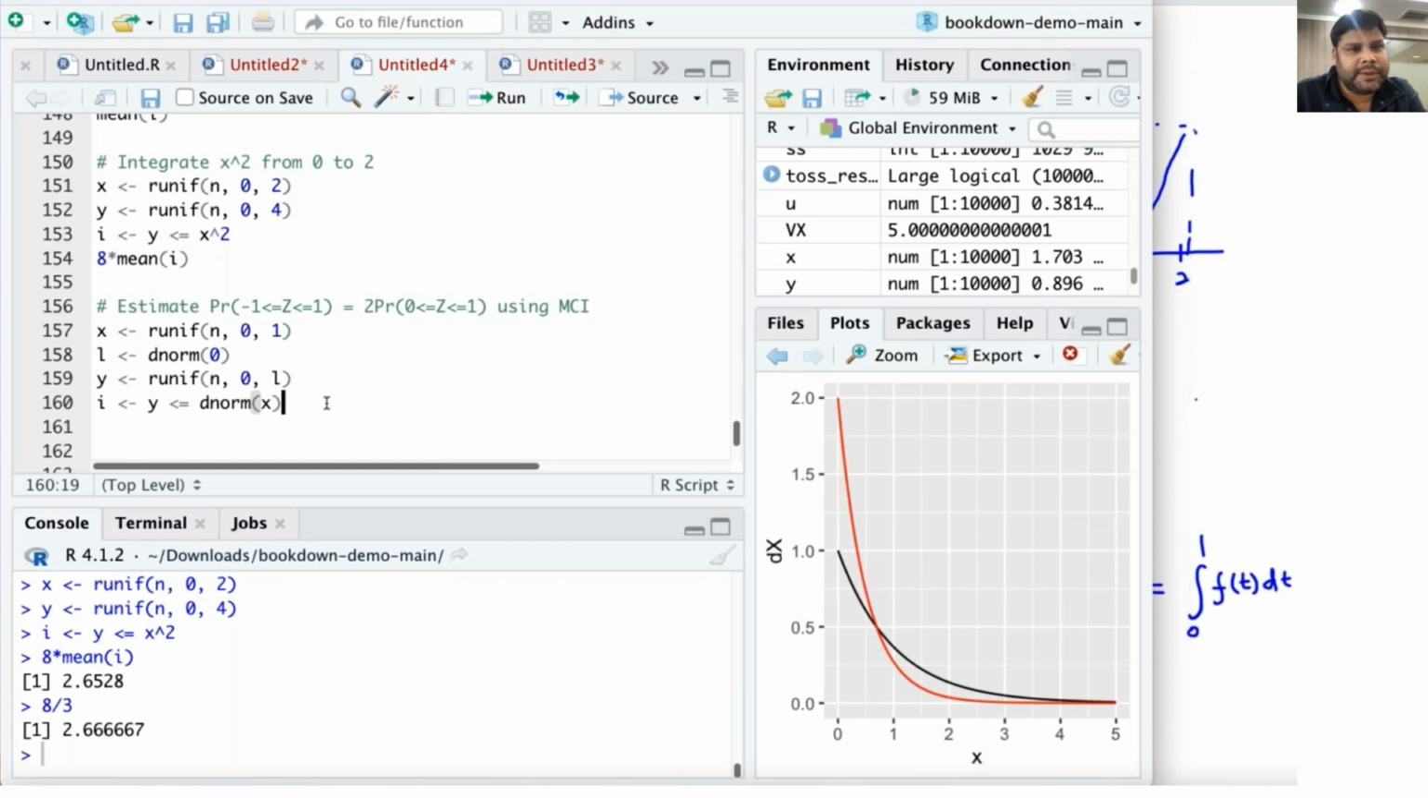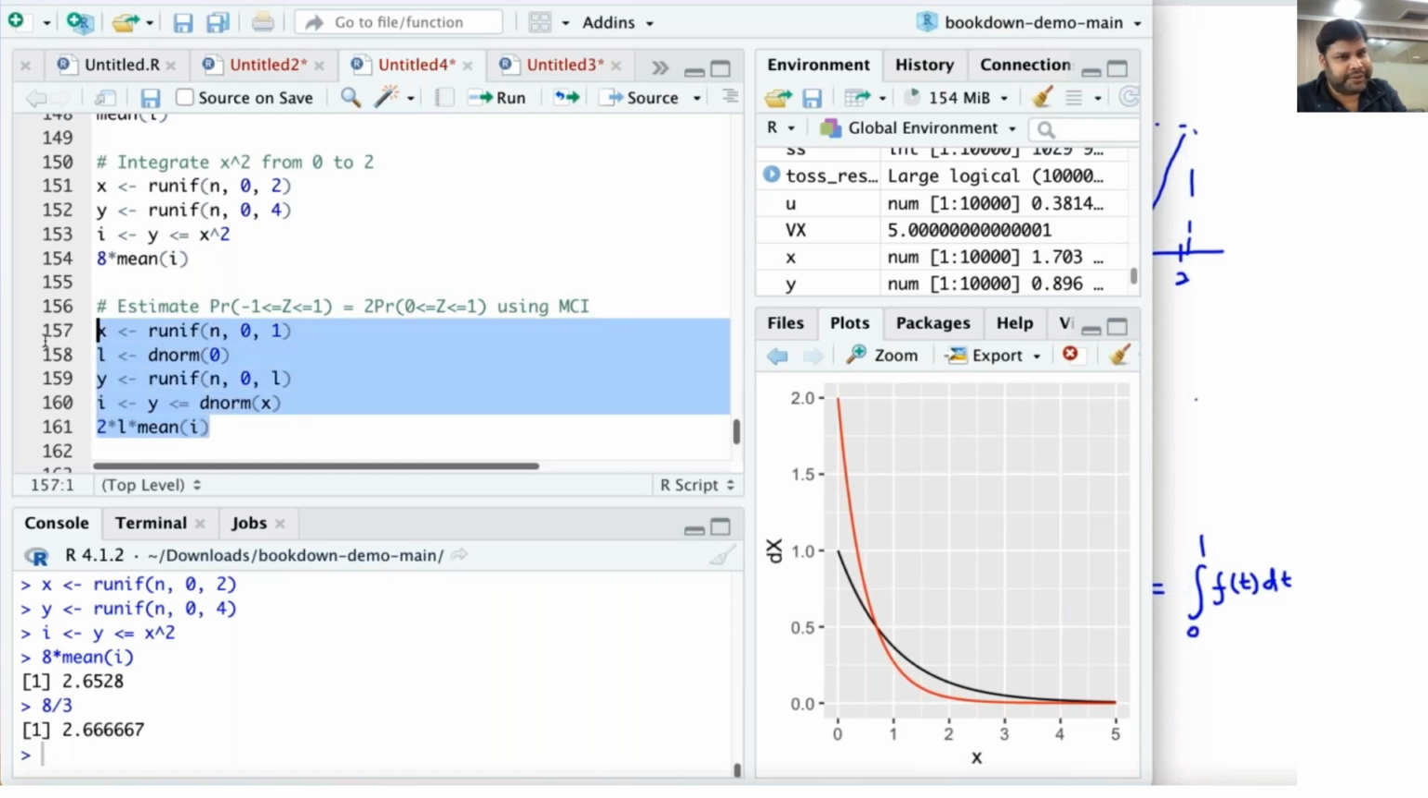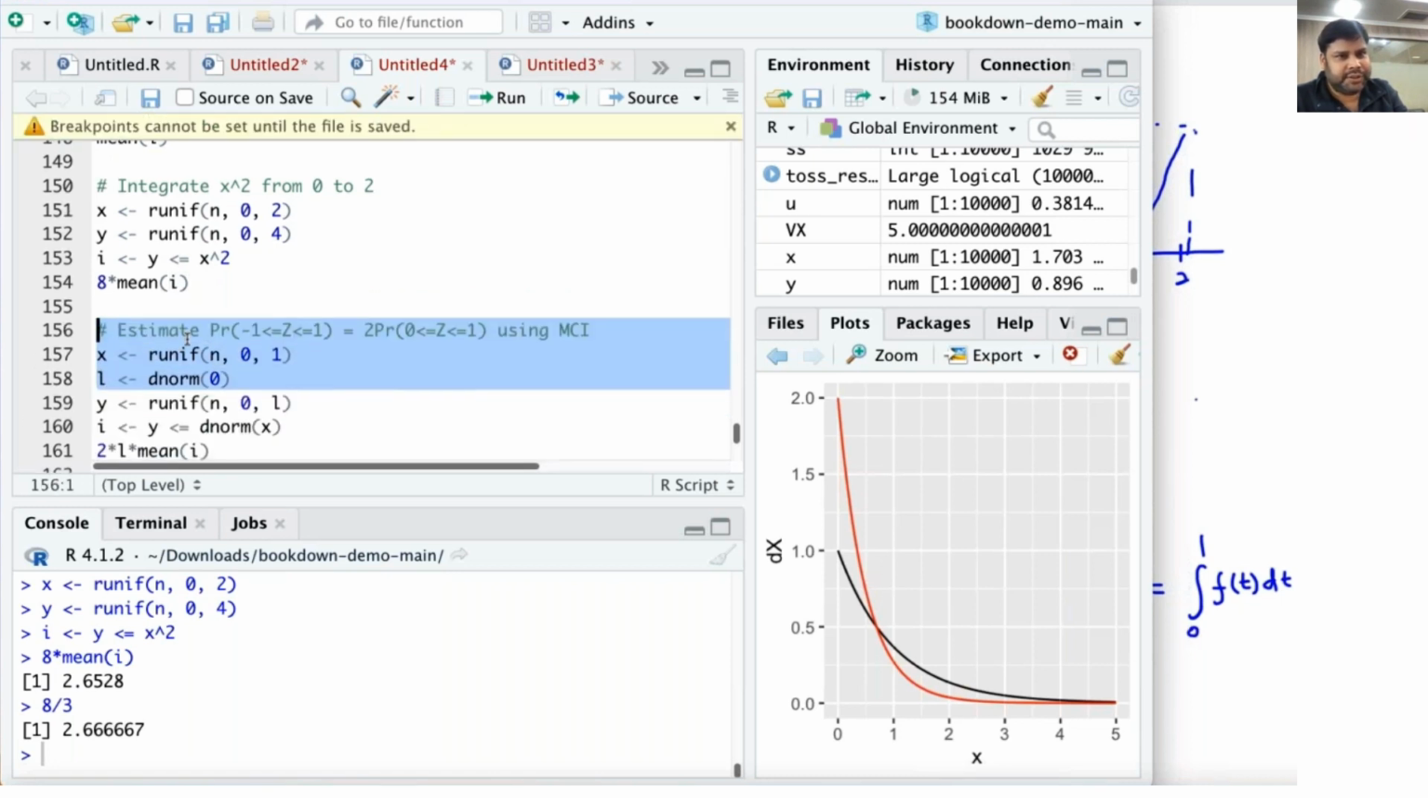And then L times the mean of I should be the estimate. Is that okay? Times, of course, 2, because this is just one side. Yeah, minus 1. That's right. Okay, let's just run this.